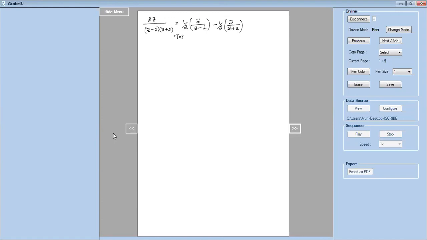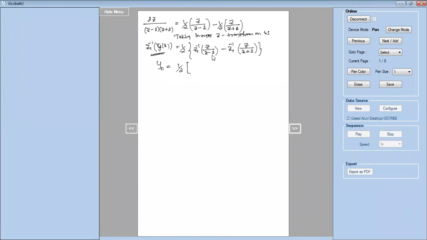Taking inverse Z transform on both sides, we get ZT inverse of Y bar of Z is equal to the right hand side. I can keep 1 by 2 outside because 1 by 2 is common. So it is ZT inverse of Z by Z minus 2 minus ZT inverse of Z by Z plus 2. You know ZT inverse of Y bar of Z is Yn. So I get Yn equals 1 by 2 into, what is the inverse of the first term?